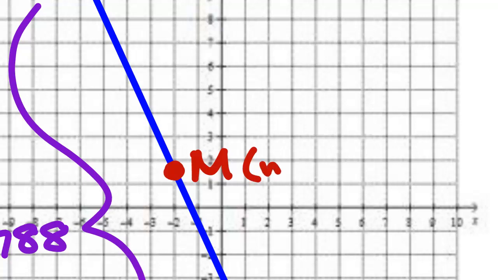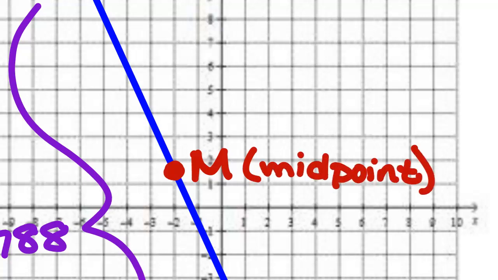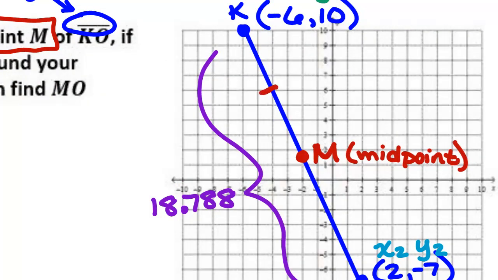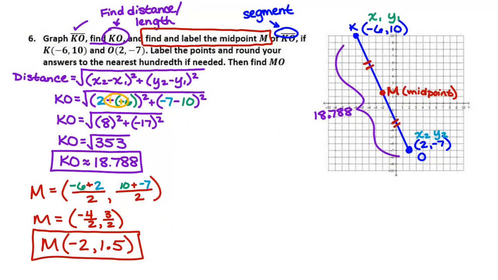Because this is the midpoint, what's it doing to my line segment KO? It's dividing it in half. It's cutting it exactly in half. So what's true about KM and MO? They're the same. They are congruent. Let's go ahead and mark those as congruent. And there's one last piece to this problem, and then we're going to stop.